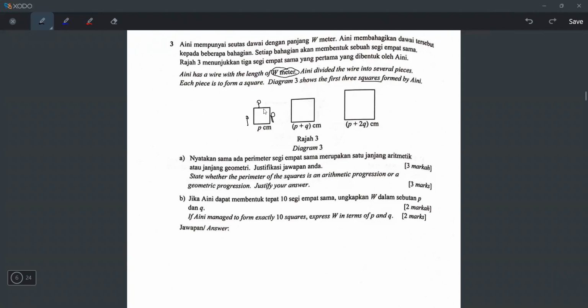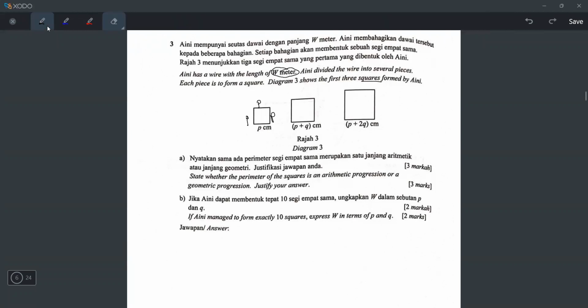So this one would be P plus Q, P plus Q, P plus Q, P plus 2Q, and so on. Okay. But if you look carefully, this is W meter. So we can say that the SN means the sum of the S. Okay, we can't say that, right?